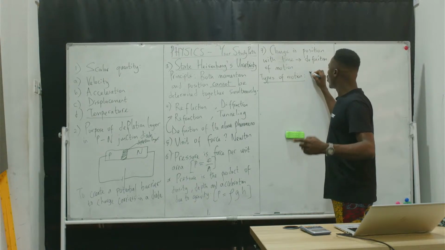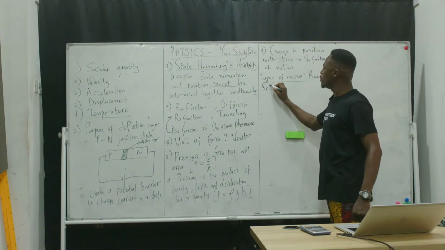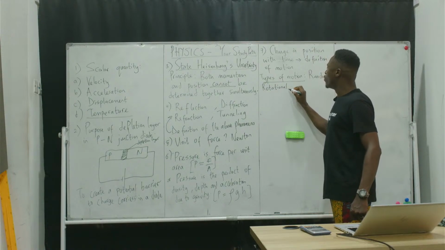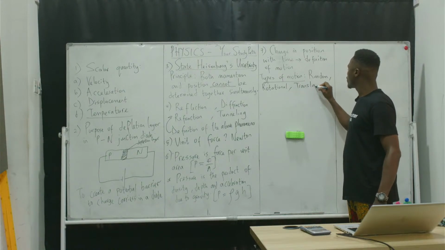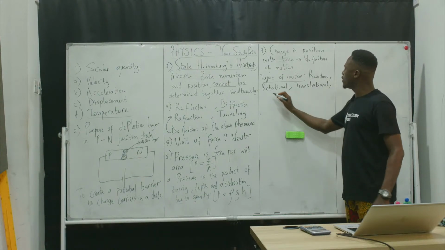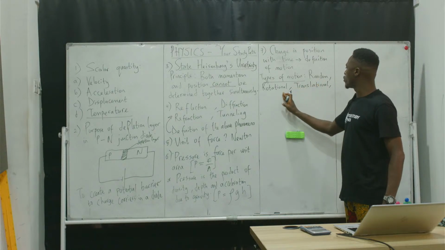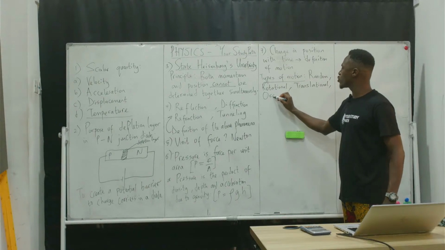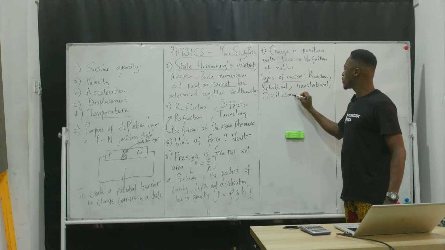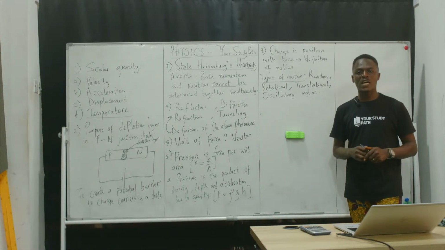would include your random motion. Don't forget, it would include your rotational motion. It would include your translational motion. And you are going to have your oscillatory motion. We have our random, we have our rotational, we have our translational, and we have the oscillatory motion. So these are the 4 types of motion.